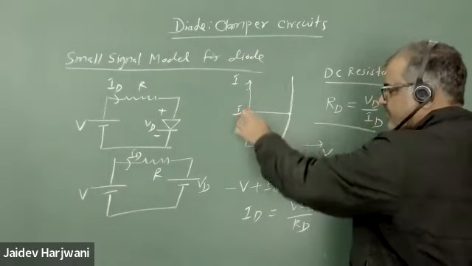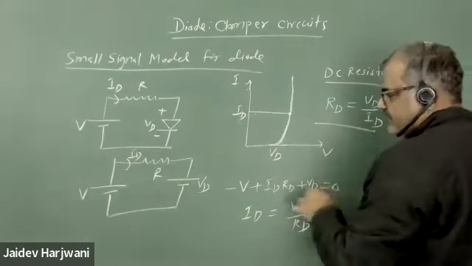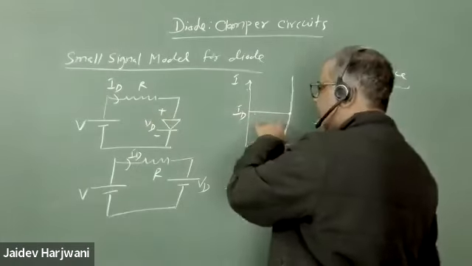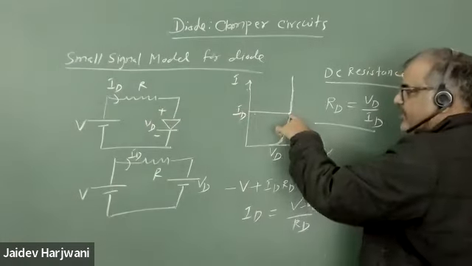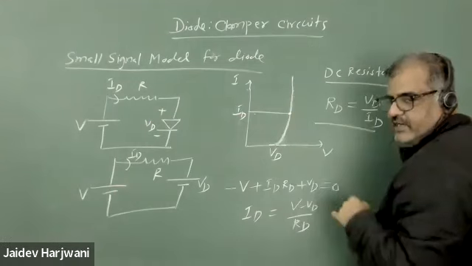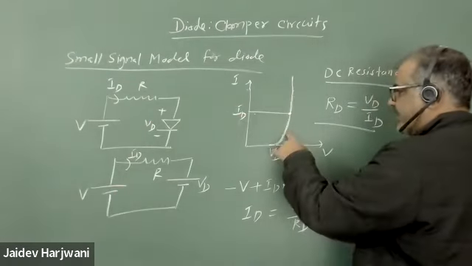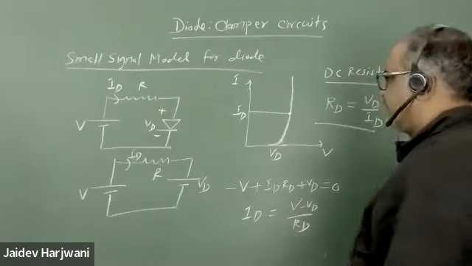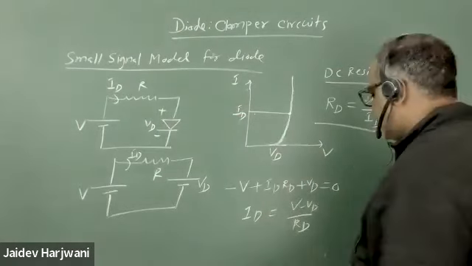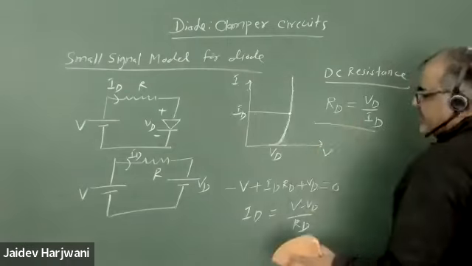Depending on this, the operating point, this resistance will decide what the operating point is. This is the operating point, or this is the operating point, or this is the operating point. Clear? So at each point we have a different resistance, depending on the circuit conditions. So this is called your static resistance.